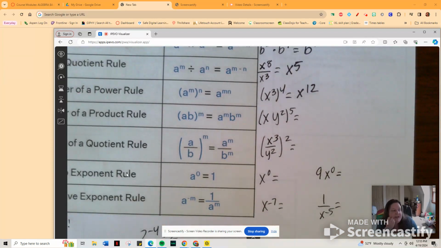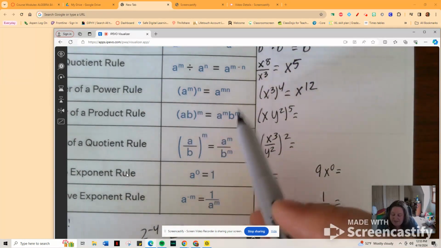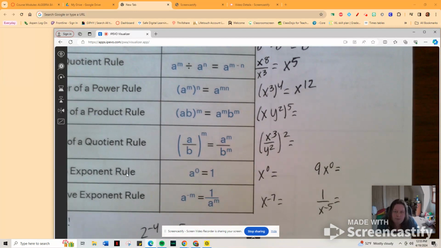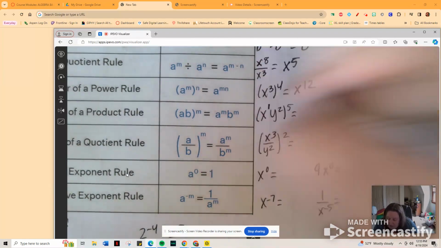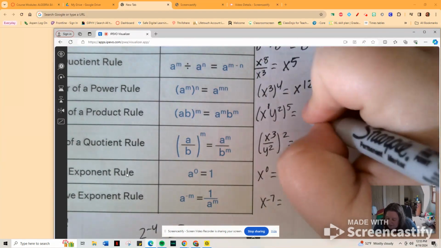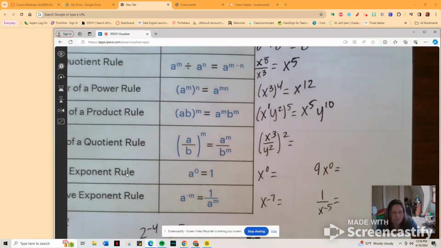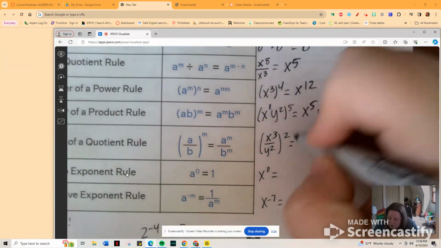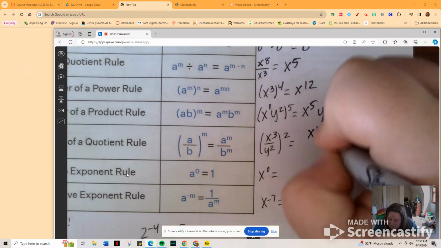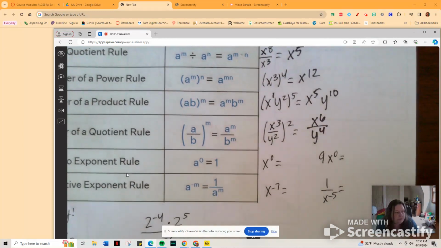Power of a product rule states that when you have a product inside of parentheses raised to a power, you apply that outside power to each of the bases inside. So (xy^2) to the 5th. On this x, I really have a power of 1. So 1 times 5 is 5, so x to the 5th. And then 2 times 5 is 10, so it would be y^10. Same thing if I'm working with quotients. So (x^3) to the 2nd would be x to the 6th. And then this would be y to the 4th, because 2 times 2 is 4.